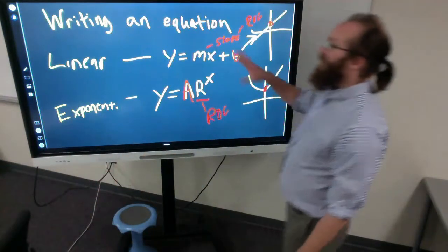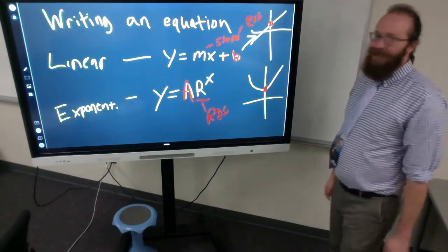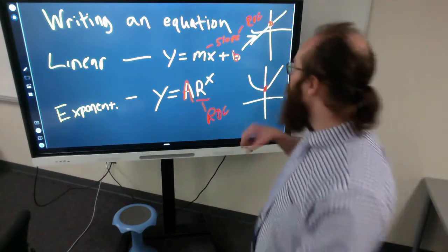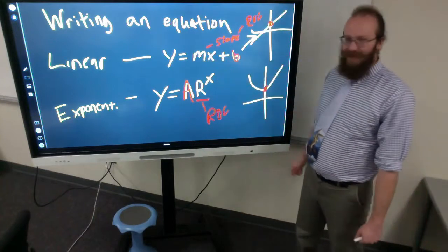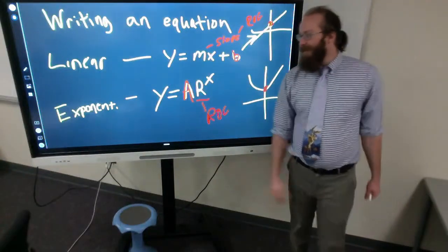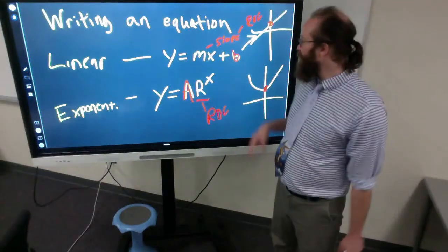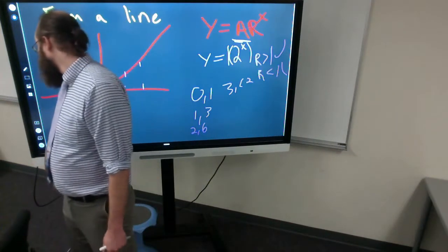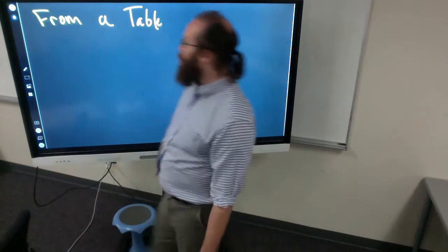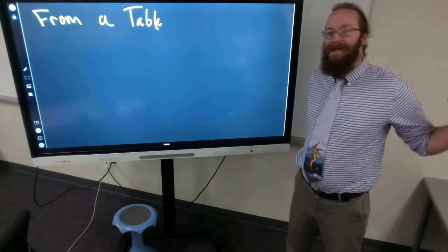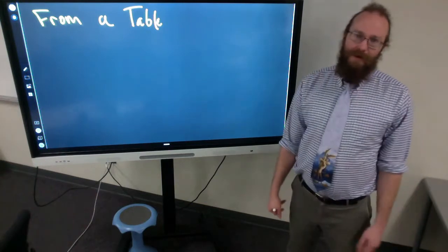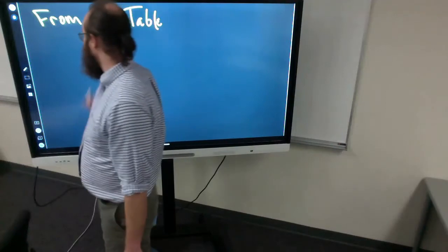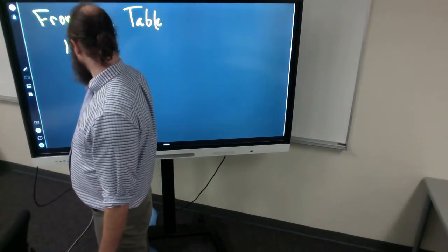So remember we talked about linear and exponential equations and how they have two similar parts of the same topic, right? So we need to find the rate of change, which is m in this case, or r in exponential cases, and wherever it crosses the y-axis, a or b. All right, so now let's try to find an equation for a line or an exponent from a table. So if we have a couple of numbers, right?